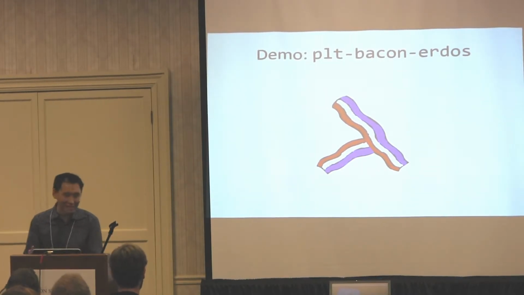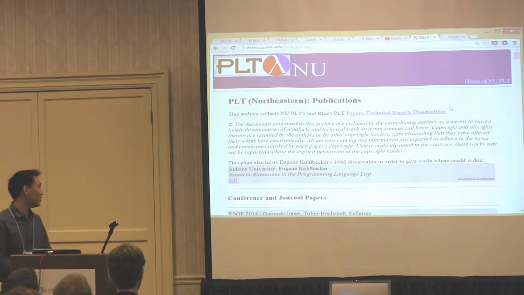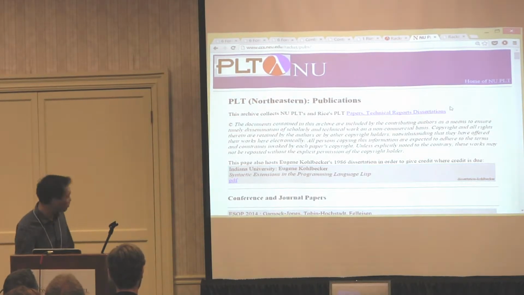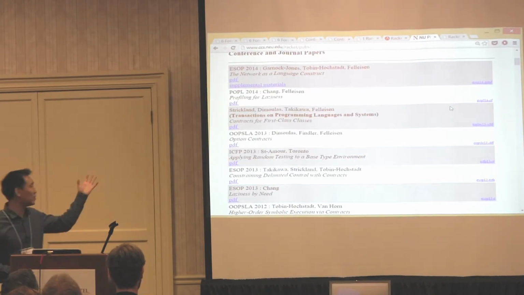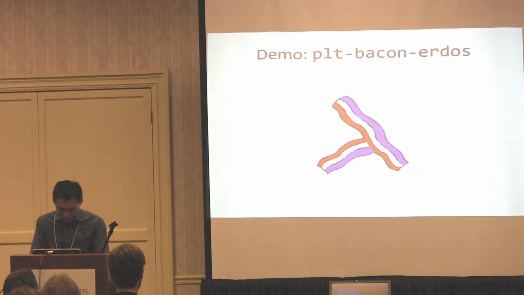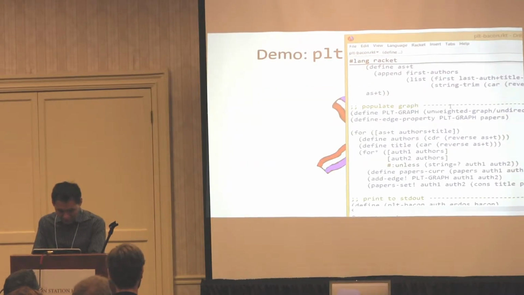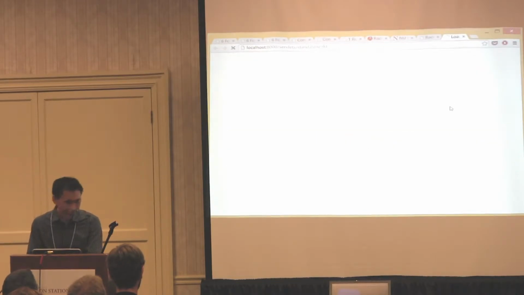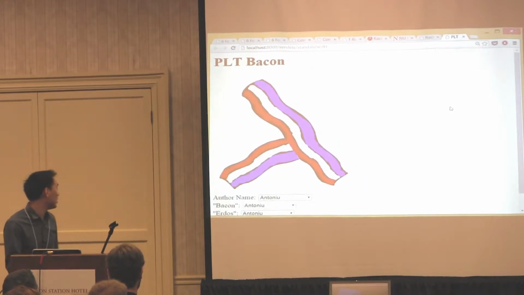So this is sort of like that, except in the context of PLT, which is the name of the Racket dev team. So I wrote a program. It goes to this website, which has a bunch of papers written by people at Northeastern and other places. It scrapes all this data and throws it into a graph. And then we can do some computation on this data.